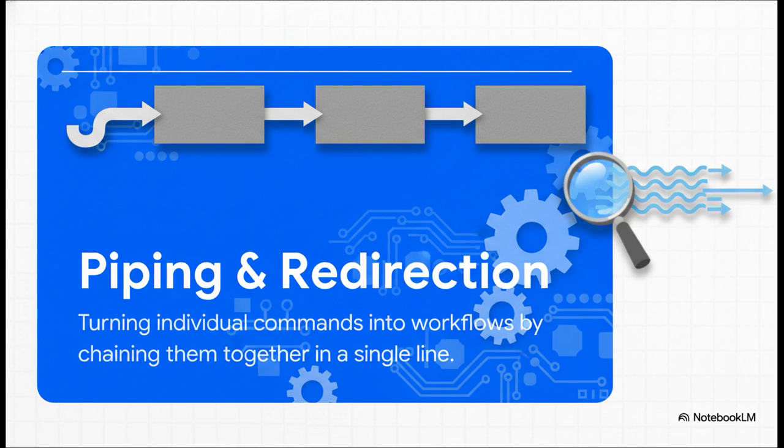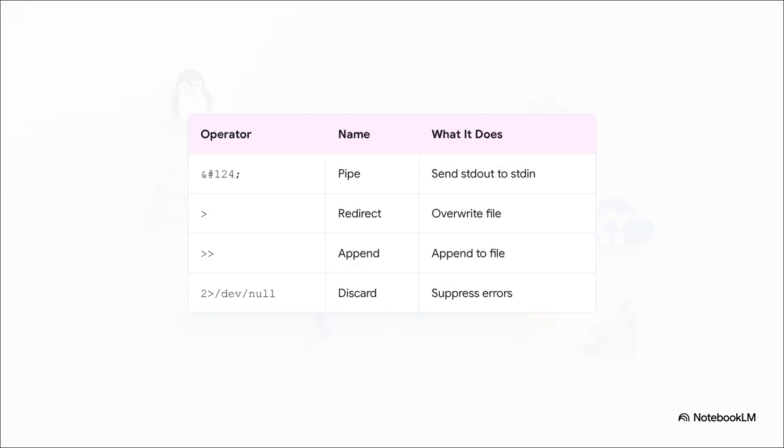The whole concept here is that instead of running one command, highlighting the output, copying it, and pasting it into the next tool, you just feed the data directly through a pipe. We're taking individual, standalone commands and chaining them into a single, automated, incredibly slick workflow. Let's break down the essential operators that make this magic happen.